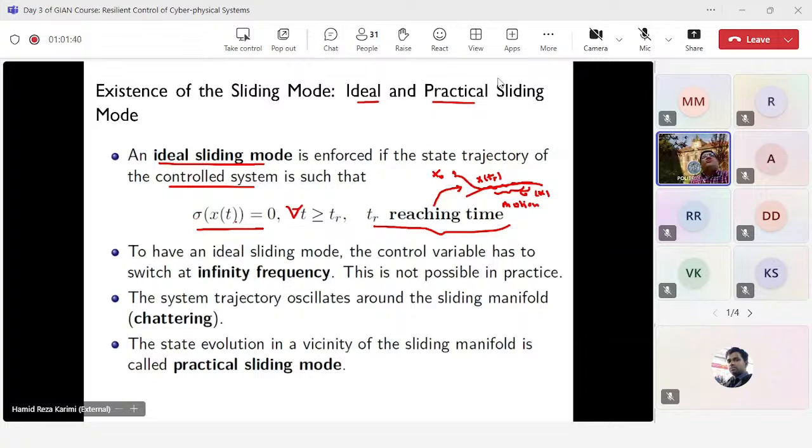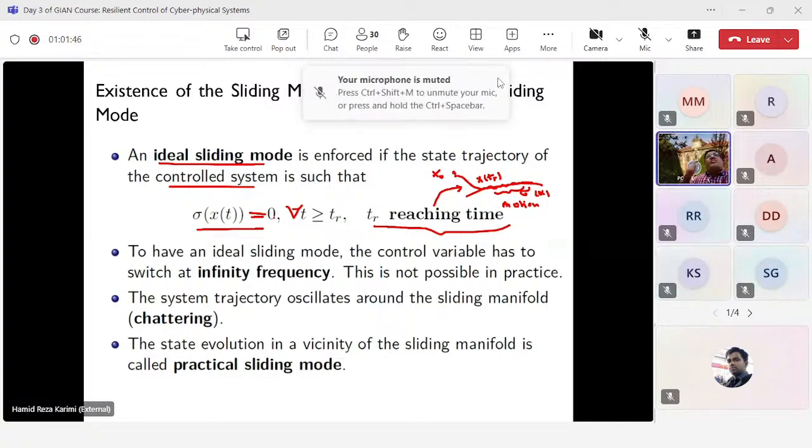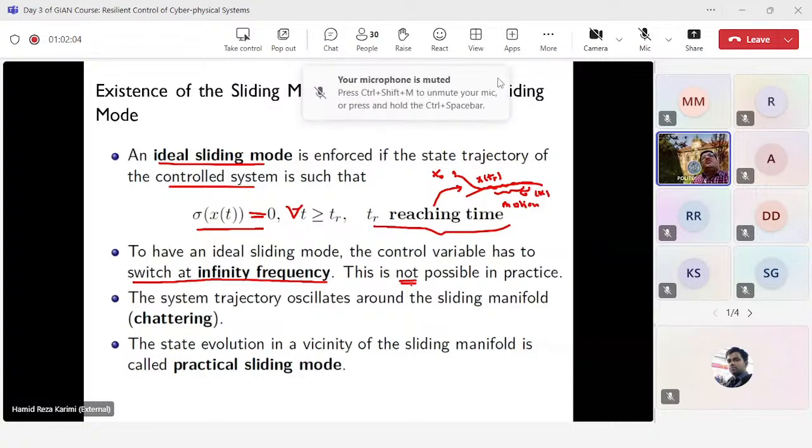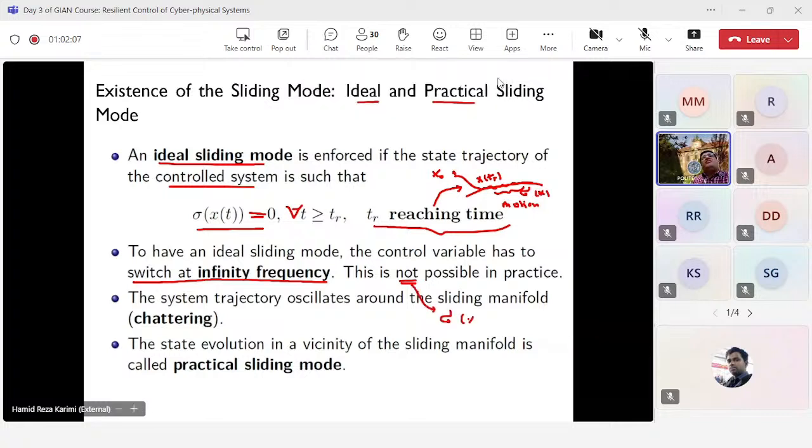Of course, we would like to keep it as far as possible at zero. But to have an ideal sliding mode, the control variable has to switch at infinite frequency. So this is not possible. Basically, the ideal case may not be possible, and therefore we should say that sigma x should be approximately zero. This approximation means this kind of motion, and in a sliding mode we call it chattering.